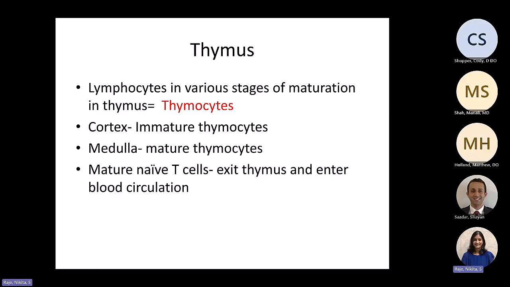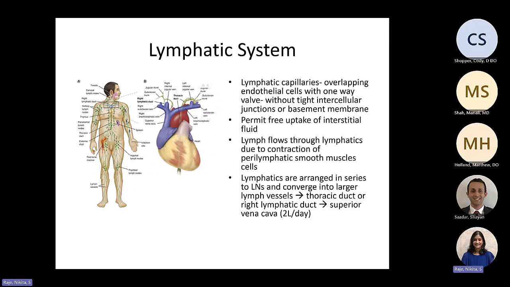All right, so in the thymus, the lymphocytes are in various stages of maturation. They are called thymocytes. In the cortex, there are immature thymocytes, and as they move from cortex to medulla, they undergo maturation and selection, positive and negative selection, and end up being mature thymocytes or mature naive T cells that exit the thymus, where they are called recent thymic emigrants or RTEs, and they enter the blood circulation.